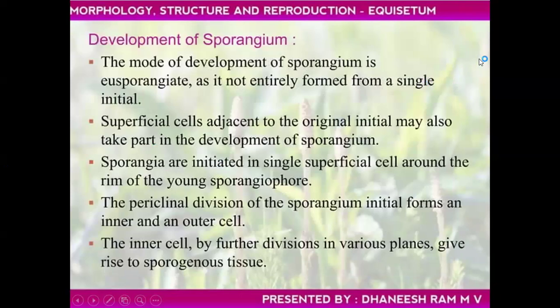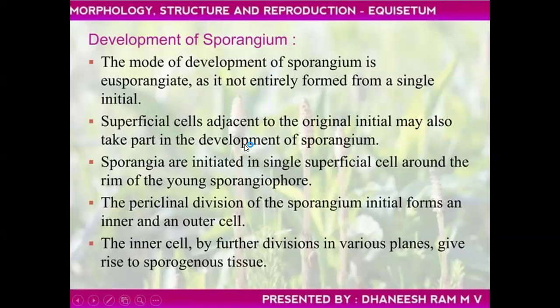Now, the development of these sporangia, the mode of development, is the eusporangiate type. It is not formed from a single initial; that condition we call leptosporangiate development. The sporangia which develop from a single cell or a single initial, we call leptosporangiate development. Whereas here in the Equisetum, the sporangia are developed from a group of initials, so we call it the eusporangiate type.